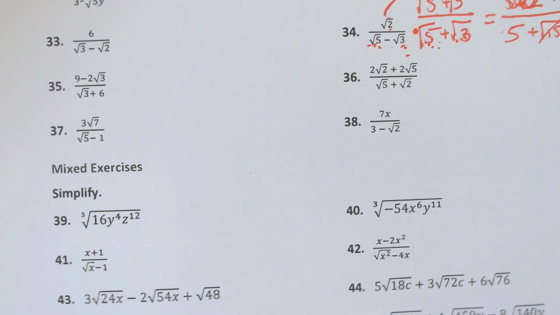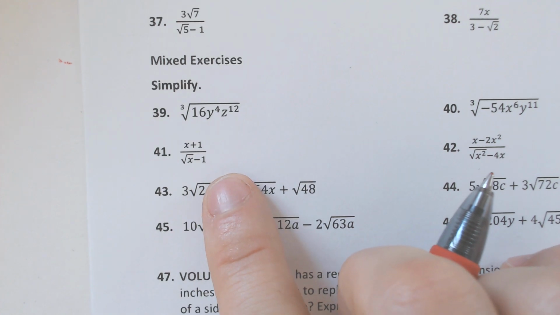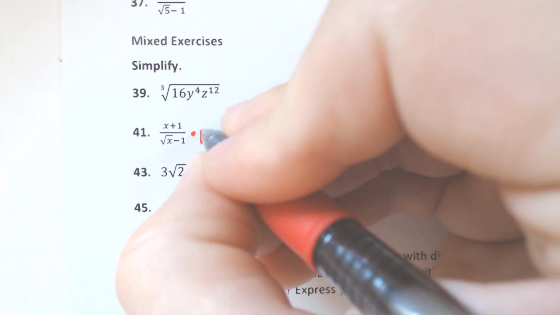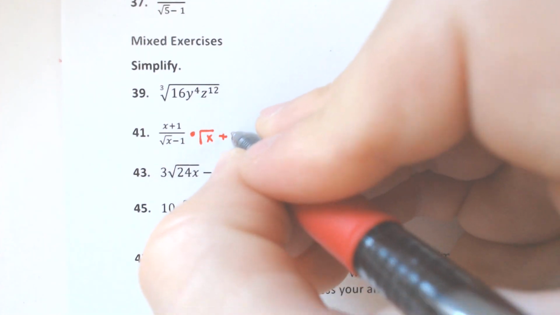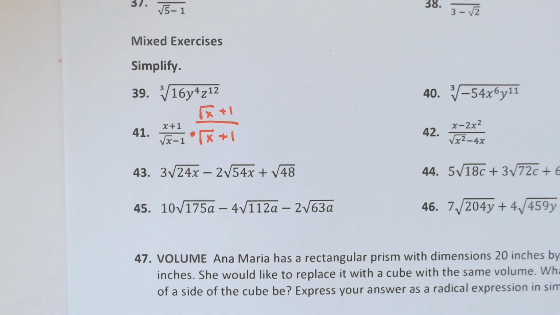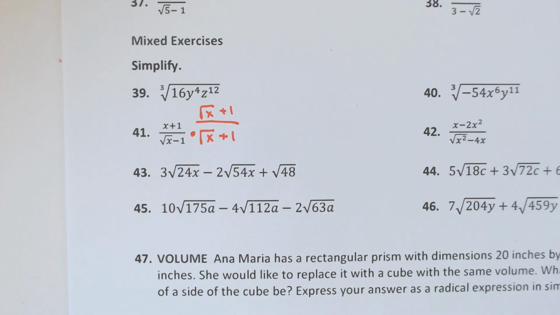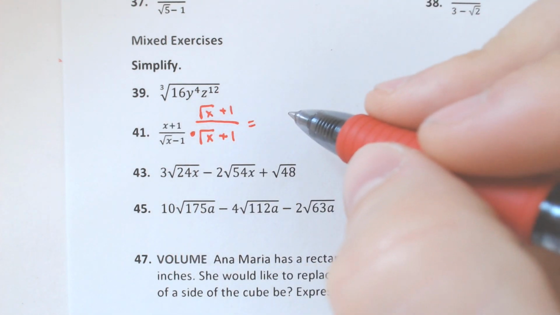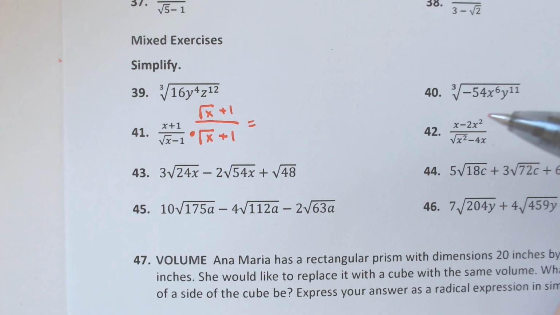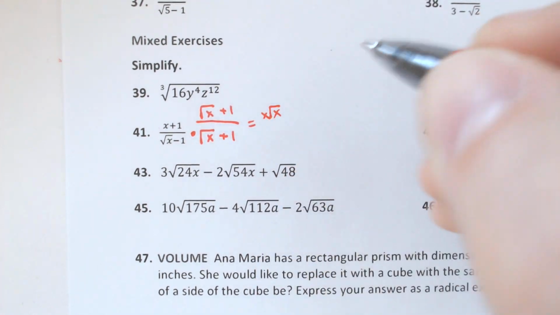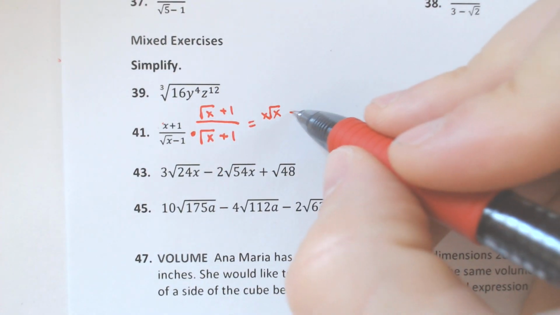I guess number 41. 41 is the same type of question, but with an x. So here we would have to multiply by the square root of x plus 1 and the square root of x plus 1 to get rid of that square root on the bottom of the fraction. The top and the bottom will have to FOIL, so I'm going to have to write really small. X times square root of x is x square root of x. X times 1 is 1x.